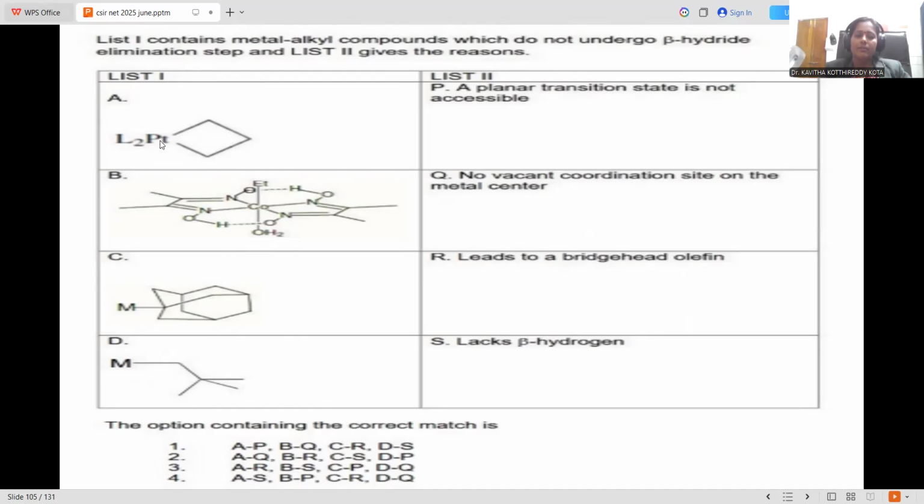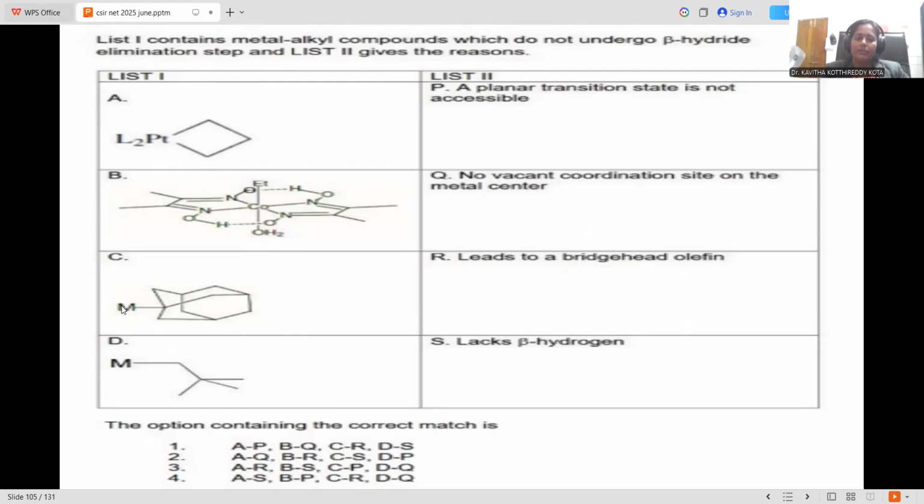If the first one is the platinum complex, the sterically strained ring system is there. A planar transition state is not accessible for this one. So A is mapped with P. Then let me go with the second one, cobalt. The cobalt complex is taken into consideration. Here the cobalt complex perfectly satisfies the 18 electron rule, so no vacant coordination site is available at the cobalt(III) complex metal ion. If a vacant orbital is not there, hydride transfer is not possible. So B is mapped with Q.